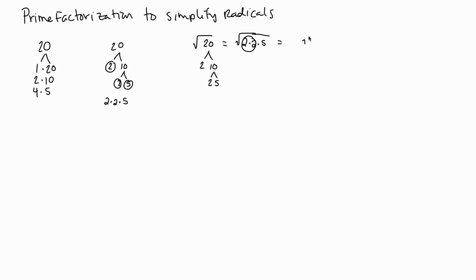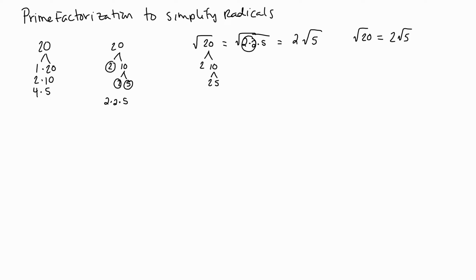That means we bring it to the outside of the radical, so we're going to have 2 on the outside. Because we have a pair of 2's, we can bring one of the 2's to the outside, and the other one just goes away. But the 5 does not have a pairing, so it's not a perfect square, and it stays on the inside. So the square root of 20 is equal to 2 square root of 5. And the decimal value for each of these is the same.